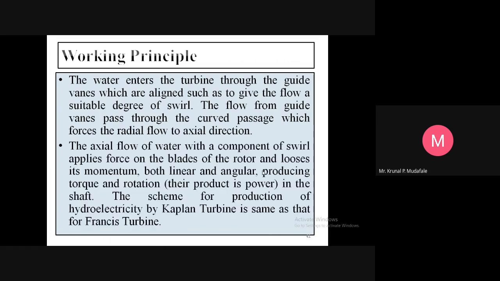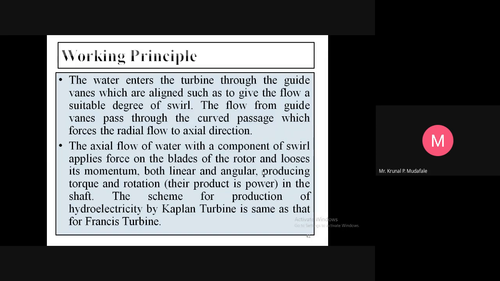The water enters the turbine through the guide vanes, which are aligned so as to give the flow a suitable degree of swirl. The flow from the guide vane passes through a curved passage which turns the radial flow to the axial direction, right? So the axial flow of the water, with the component of swirl, applies force on the blades of the rotor and loses its momentum, both linear and angular. Obviously it produces torque and rotation, and that is the production of power.